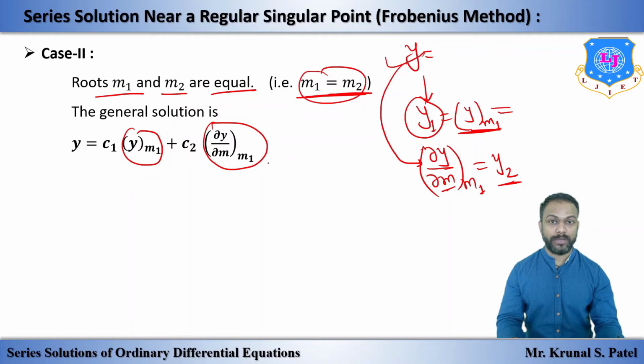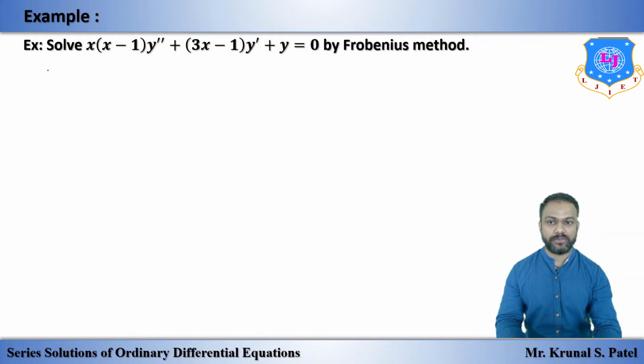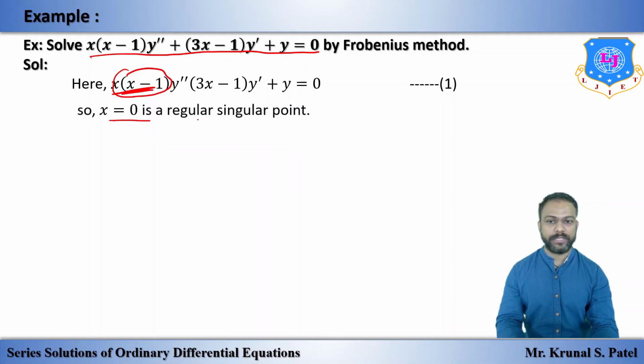So let's have a look at an example so you can understand this case number 2 better. But each and every step is the same. Okay, so solve this second order linear homogeneous differential equation by Frobenius method. So first, as I told, if we put x is equal to 0 in this coefficient, this coefficient becomes 0. So x is equal to 0 is our regular singular point.